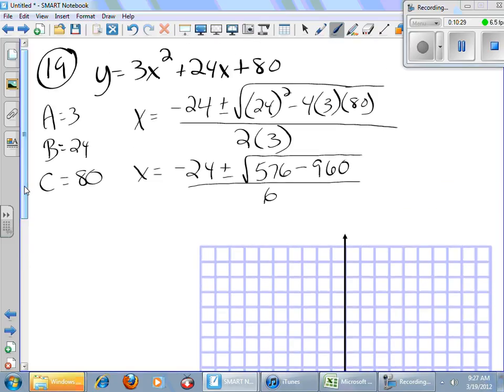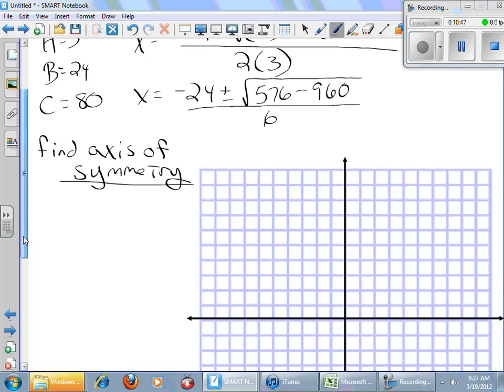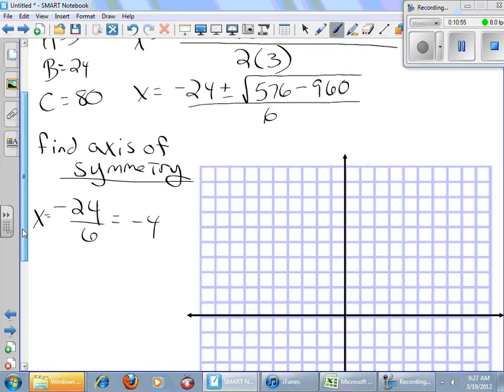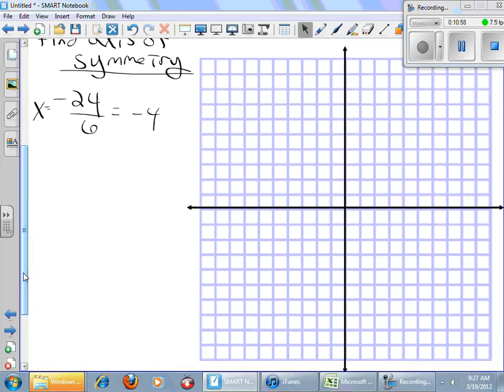All right, so now that I've found that there were no zeros, now I'm going to find the axis of symmetry. So I'm going to do negative 24 over 6, which will equal negative 4. So whatever this ends up graphing, it'll be symmetrical about the line x equals negative 4. Now remember, 1, 2, 3, 4. This will not be a part of the graph. Notice I make it a broken line. I do it in a different color entirely.